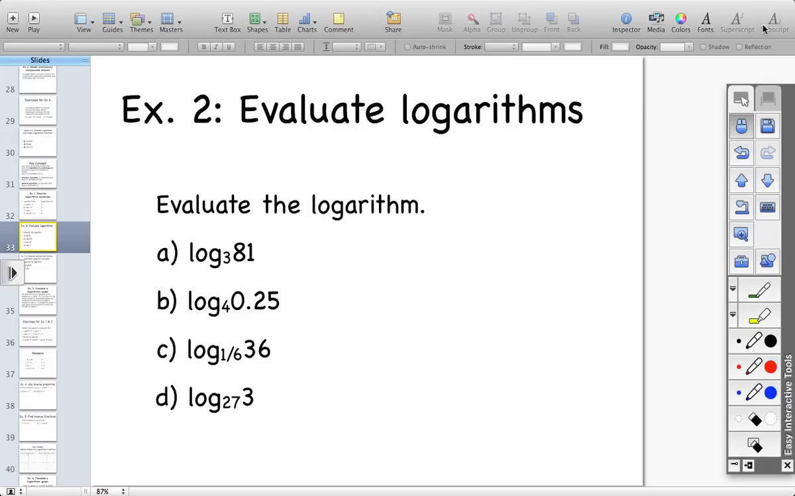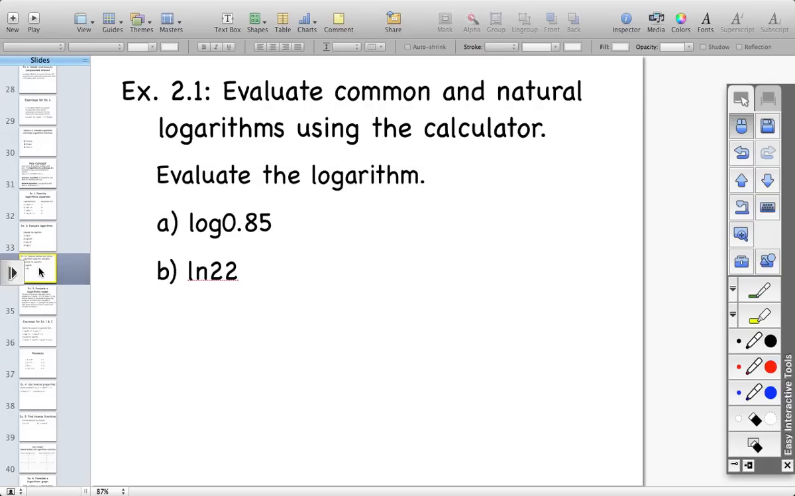So we already finished example 2. Let's take a look at example 2.1. Not quite example 3, it still goes along with the idea of example 2 of evaluating, but here's how we're going to do it with the calculator.